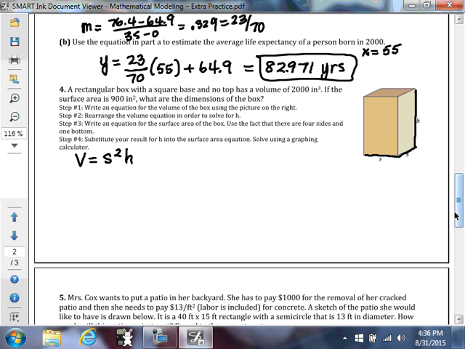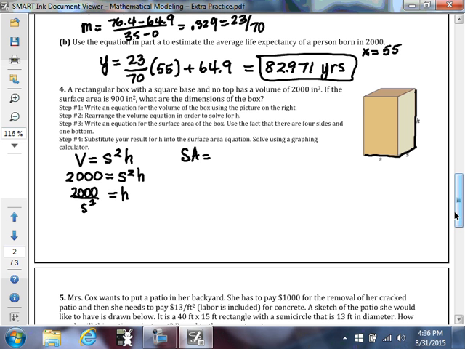Okay, and I saw a lot of people just write length times width times height, right? You use the values from the picture. And we know that the volume has to be 2,000. So step 2 says take this equation and rearrange to solve for h. So we get h equals 2,000 over s squared. All right, step 3 says write an equation for the surface area.